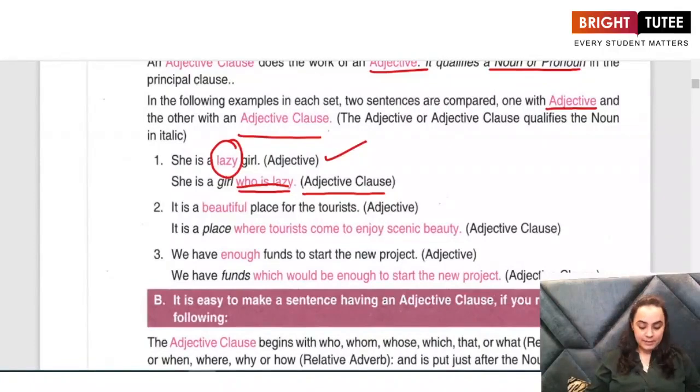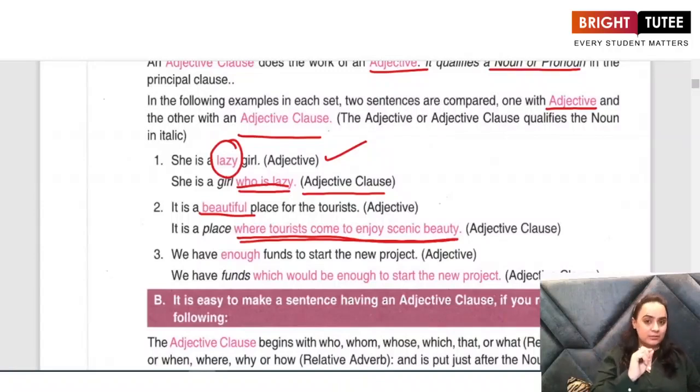Look at the second example now. It is a beautiful place for the tourists. How has the place been described? Beautiful. It is a place where the tourists come to enjoy scenic beauty. How has the place been described here? Where the tourists come to enjoy scenic beauty. In both the sentences we are describing it. In the first sentence, we described it using a word, an adjective. In the second sentence, we described it using a group of words, a clause, therefore an adjective clause.